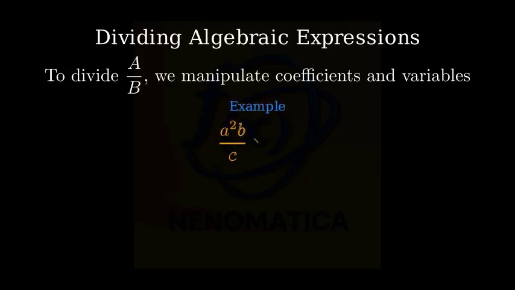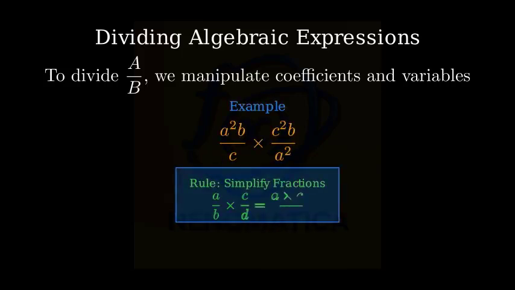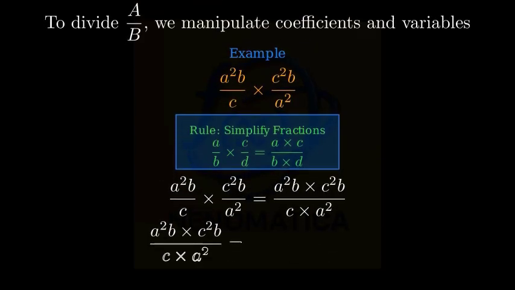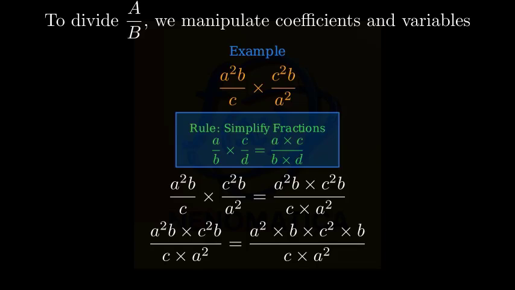Let's look at our first example. We need to simplify the expression a squared b divided by c, multiplied by c squared b divided by a squared. First, we'll rewrite this as a single fraction. When multiplying fractions, we multiply the numerators together and the denominators together. Next, we multiply the terms in the numerator and denominator.